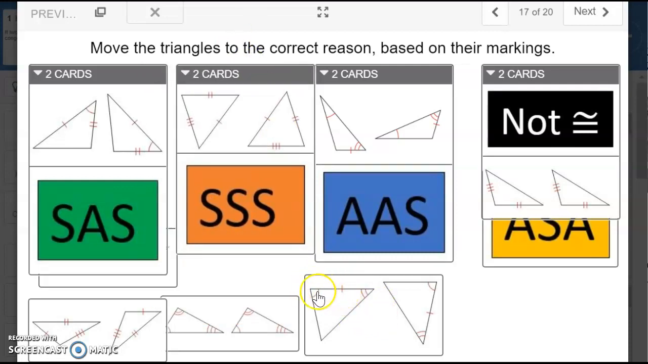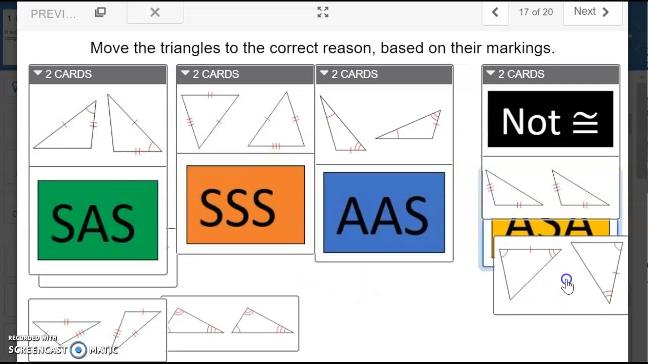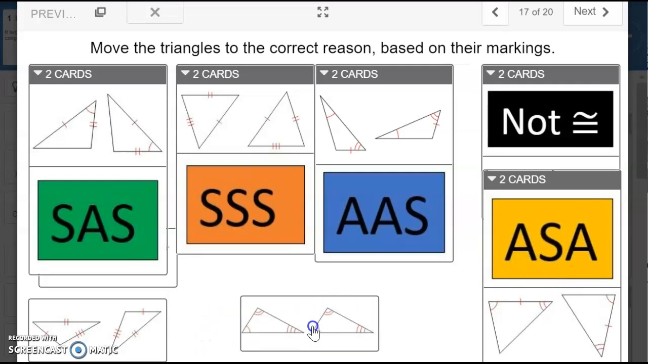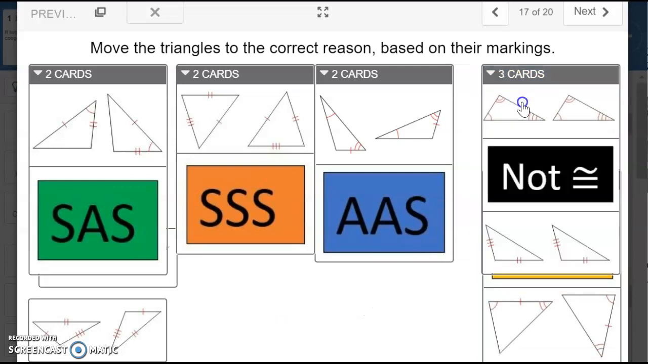What about this? We have an angle and another pair of angles with the side in between that are congruent, so it's angle, side, angle. All right, what do we have here? One pair of angles, another pair of angles, and a third pair of angles. Angle, angle, angle. Is angle, angle, angle a congruence statement? No, it's not. So it goes in the not congruent category.